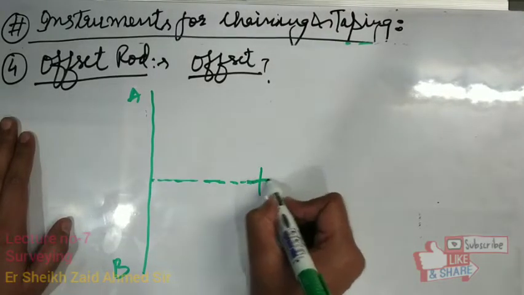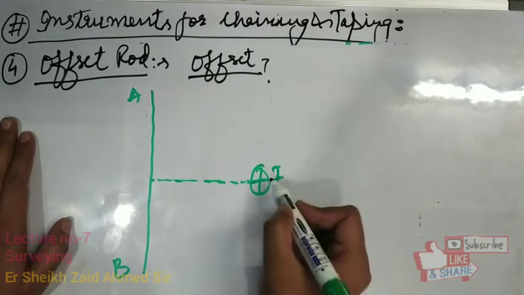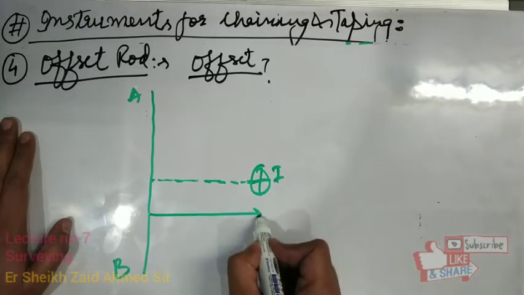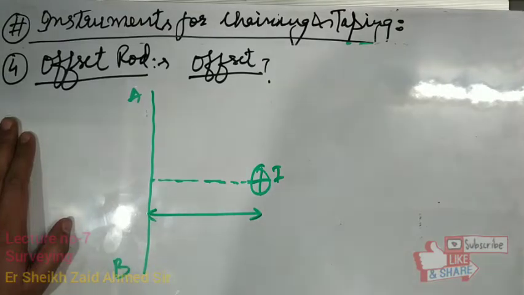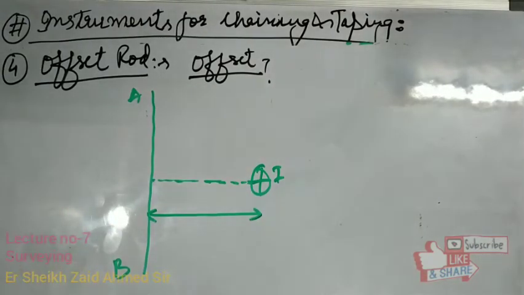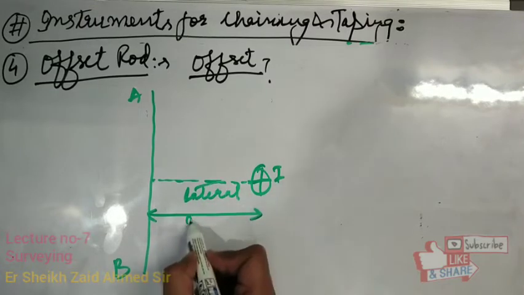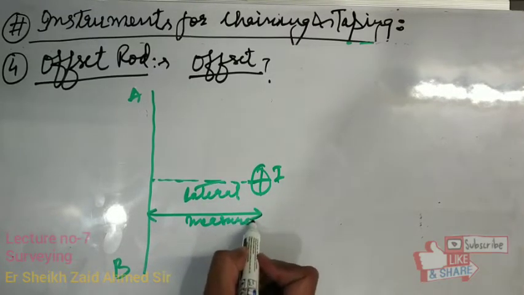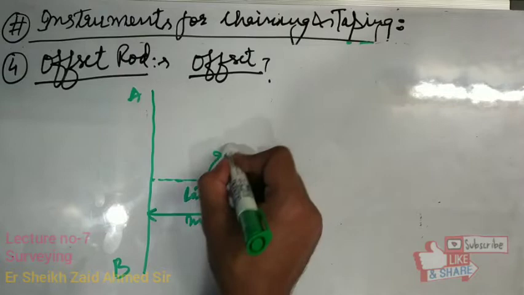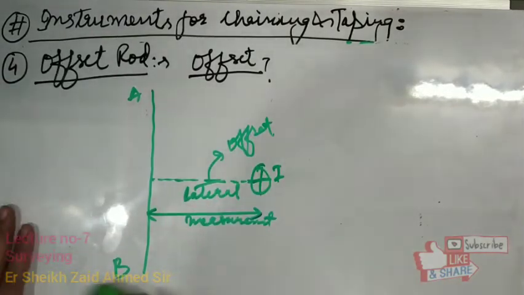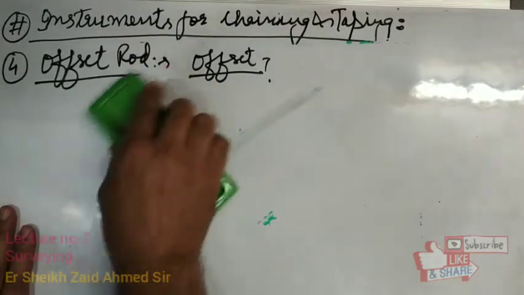Let it be an instrument I. So from this instrument we have taken a lateral distance from this survey line AB. So this is the offset. This lateral measurement is called an offset. Now you got what an offset is.